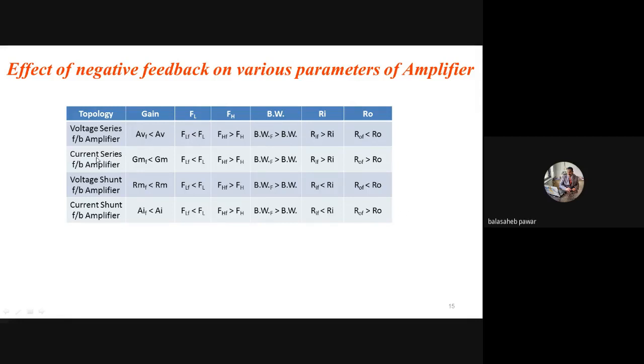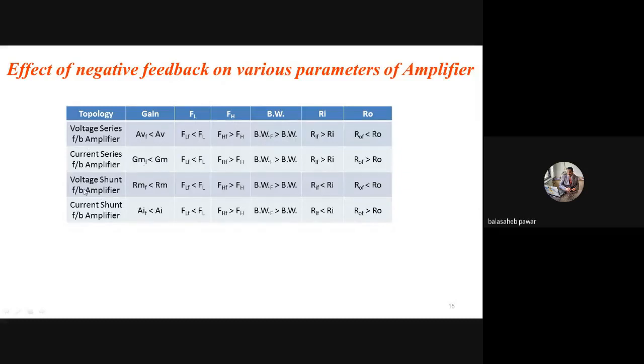Now switch to the next one, that is current series. That means the sample taken is current and the mixing is done in series. That means the input of that basic amplifier is voltage and the output is current. So it is a transconductance amplifier, and for a transconductance amplifier the transfer gain is denoted by GM. With feedback it is written as GMF, and without feedback simply GM. So GMF is also less than GM.